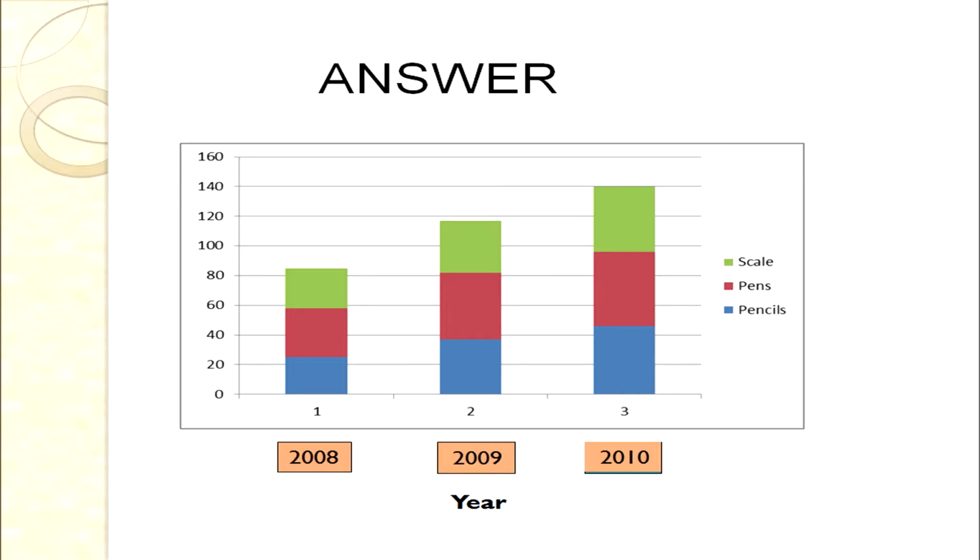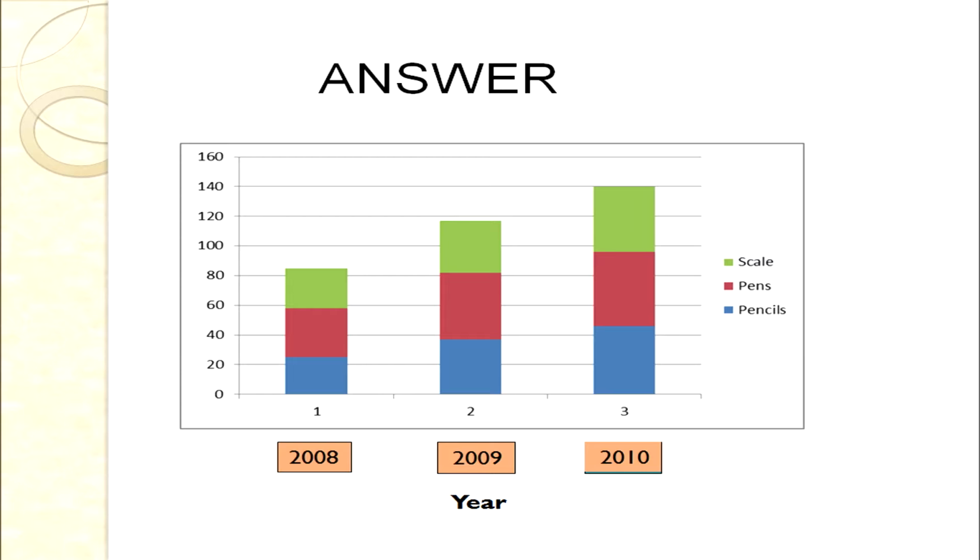Likewise, for year 2009, I am repeating once again: first make a line for the pencils with whatever data value is given, then add the value of pens to the pencils value, you will get a cumulative value, you will again draw a line, and the leftover is scale. Likewise, you are going to draw the component bar diagram. Now, as you can see in the component bar diagram, we can easily find the variations.